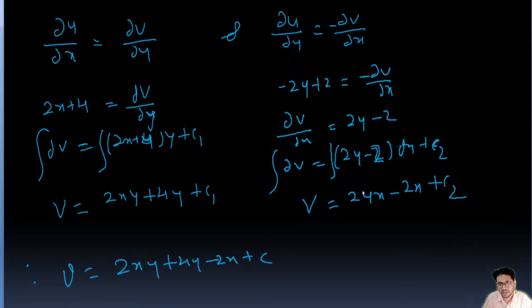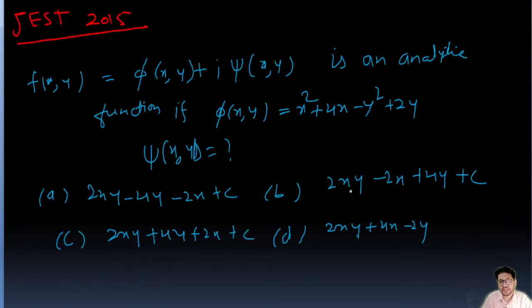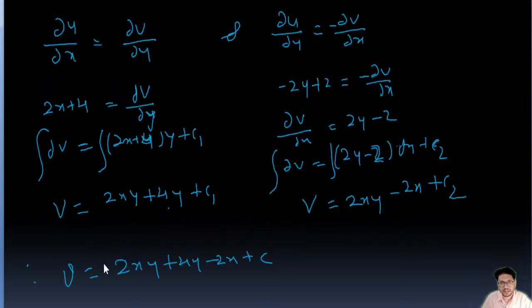Here 2xy is common, and 4y minus 2x plus c. So which option is matching? 2xy minus 2x plus 4y plus c. So option B is matching. This is the answer, guys. Very important question.